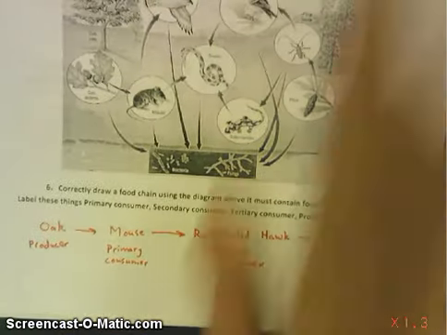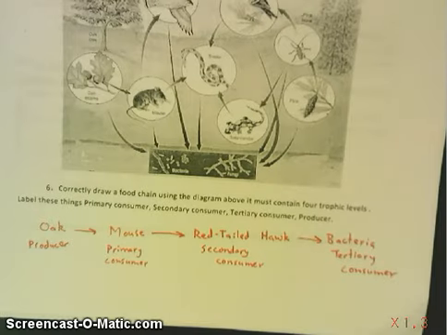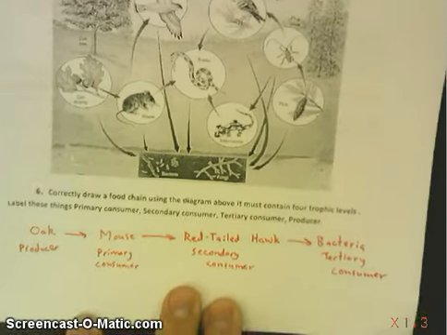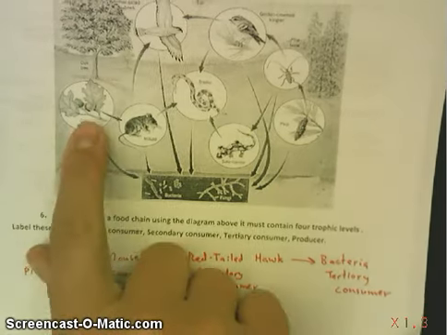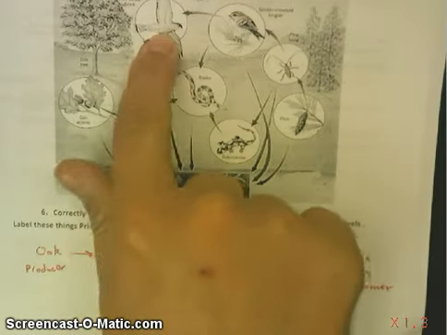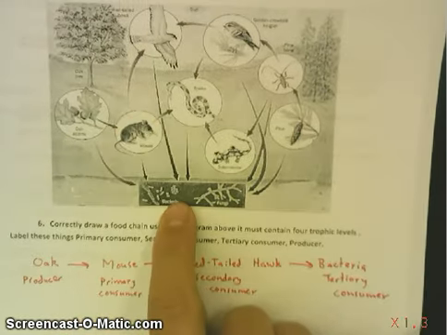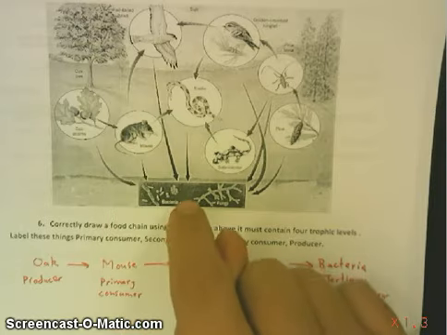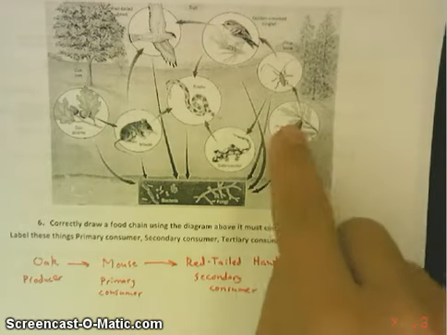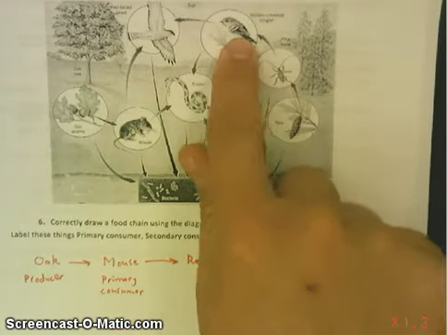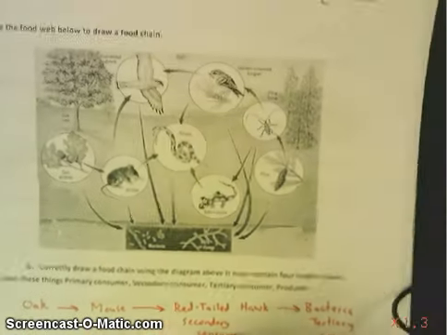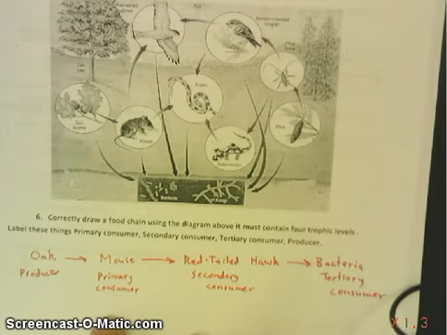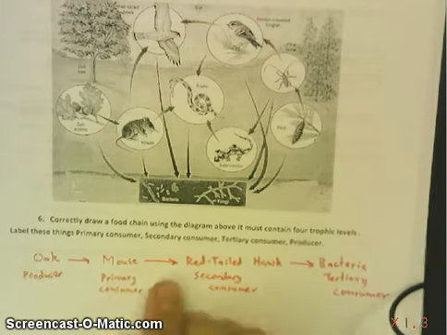Then there was a diagram, and I asked you to draw a food chain. So if you knew what a food chain was, and I asked it to have 4 trophic levels. That means 4 different organisms. It can be any 4. I chose oak, mouse, red-tailed hawk, and then the red-tailed hawk is consumed by the bacteria. The arrows show where the energy goes. You could have also done something like pine, pine borer, golden crown kinglet, hawk. There's not a right or a wrong one there, except that it has to have 4.